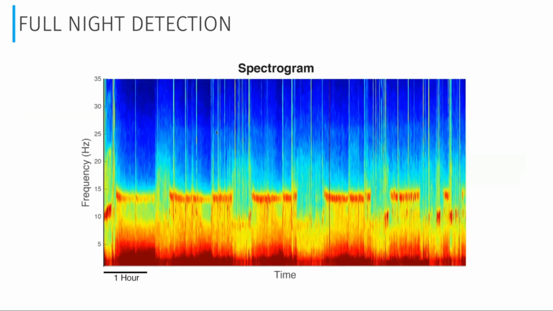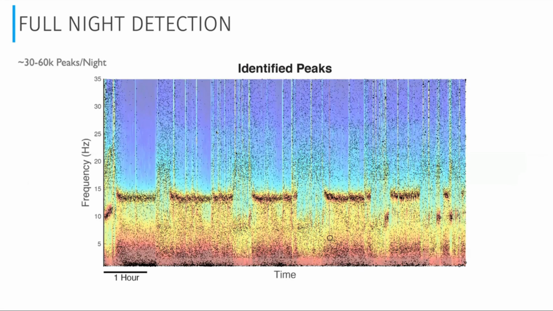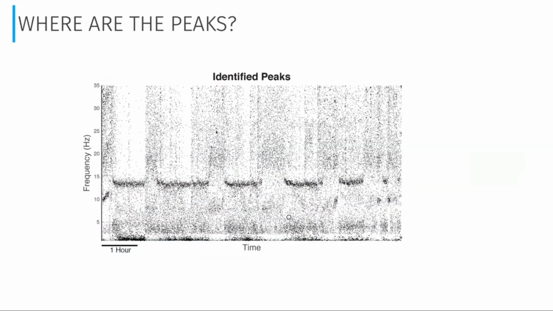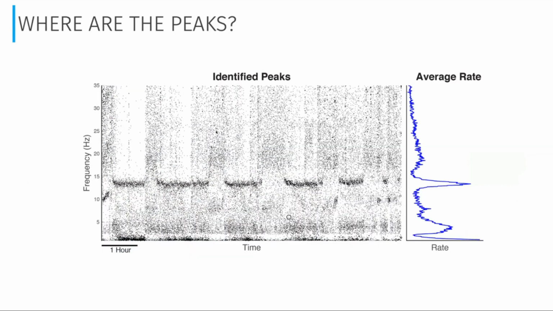So what we can do is take an entire night spectrogram, a high resolution spectrogram, and from that identify 30 to 60,000 peaks a night. And instead of deciding what is and what is not a spindle or a time frequency peak, we just look at the distribution of these. So this is the average rate or density of these across the entire night.